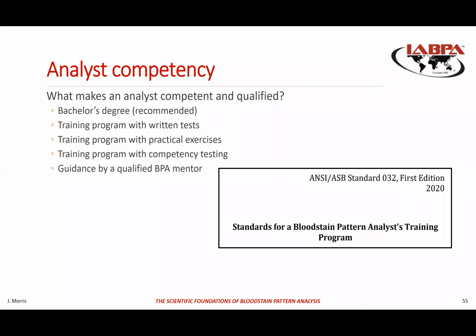The bloodstain community has consistently said for numerous years that is not enough. Yes, it meets that very low threshold that's established by the courts, but that threshold is opening up the potential for the court to qualify people who are at a high risk of making erroneous conclusions.